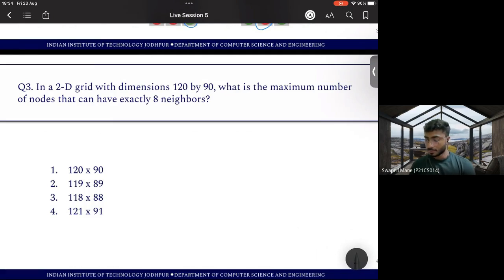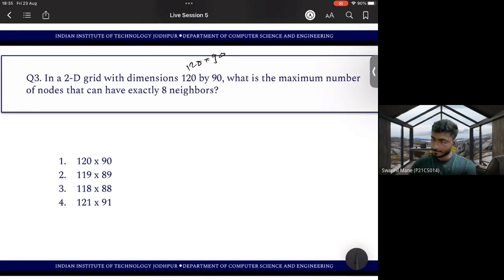So question three: in a 2D grid with dimension 120 into 90, what is the maximum number of nodes that can have exactly eight neighbors? How can you imagine this grid, 120 by 90? Let's take a simple example, 6 into 5.